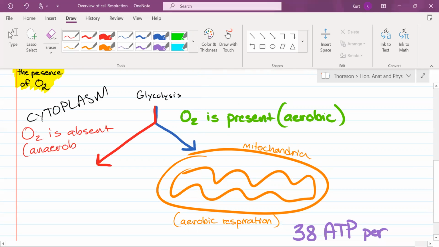Do you remember what glycolysis will lead to in the absence of oxygen? No, that's photosynthesis. Grace? Fermentation.